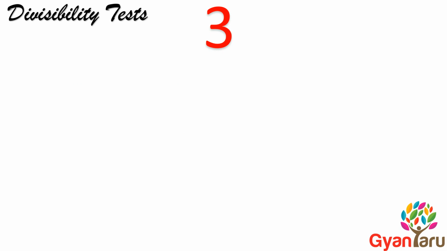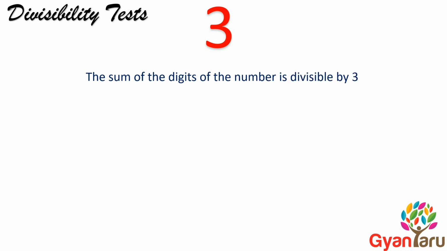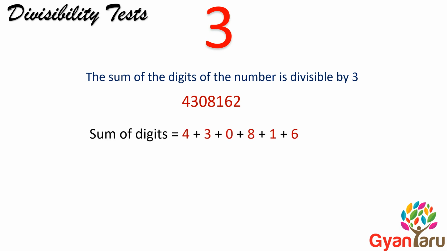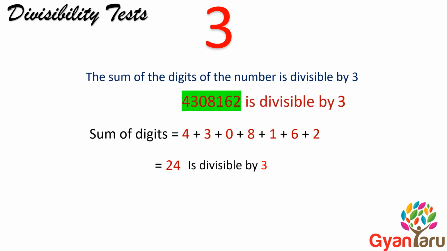Next, divisibility test of 3. If the sum of the digits of the number is divisible by 3, then the number is divisible by 3. For example, in this number, the sum of digits is equal to 24 and 24 is divisible by 3. So the number is divisible by 3.